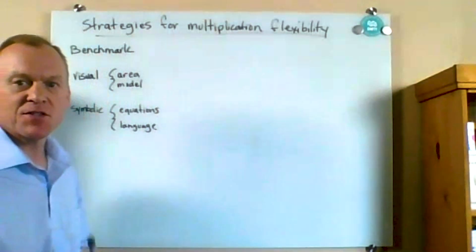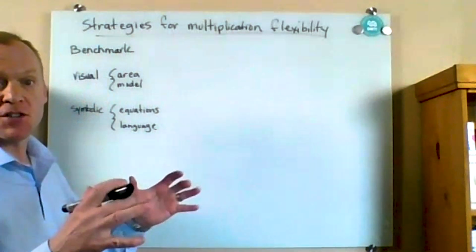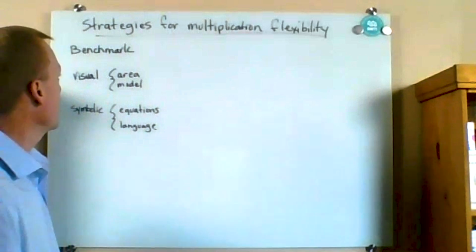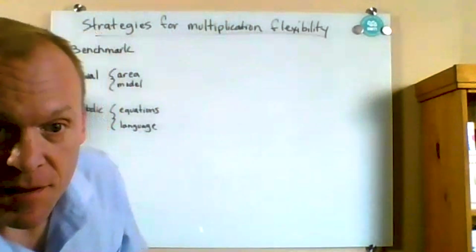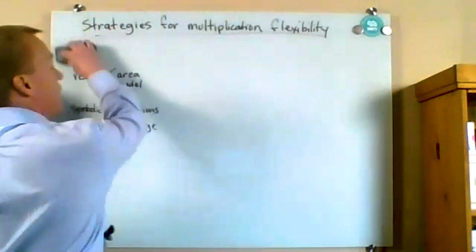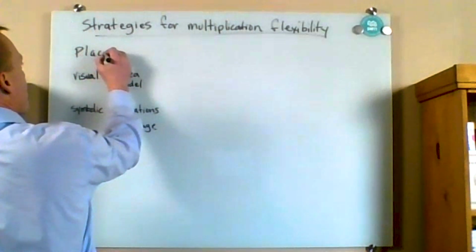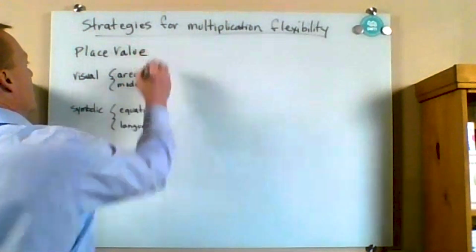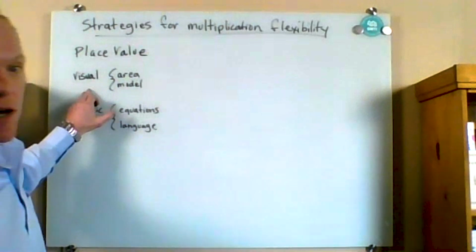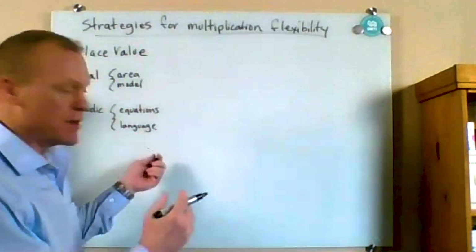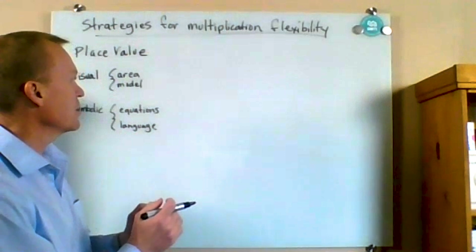Jonathan, and this is the third strategy to build multiplication flexibility and fluency. In this case, we are going to be using a place value strategy. Again, we're going to do a visual with the area model and a symbolic with the equations and the language. So what do these look like?